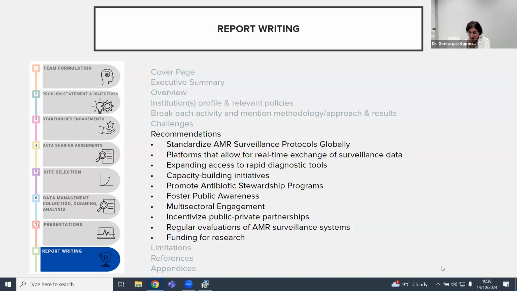The other important recommendation, again, going back with what we did in challenges, is that we need platforms that allow real-time exchange of surveillance data, because many regions lack the infrastructure to share data effectively. And this delays response. So we need to establish regional and global AMR data sharing platforms for real-time exchange of surveillance data through partnerships between governments, various stakeholders, institutions, private sector, etc.